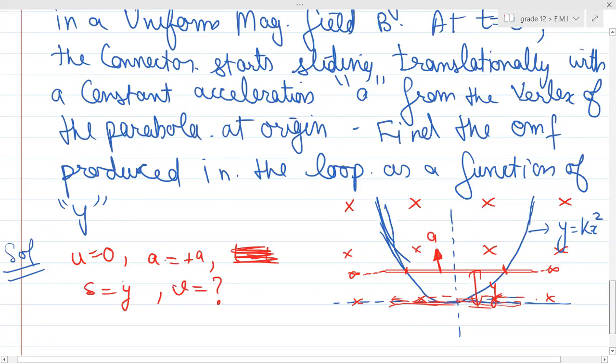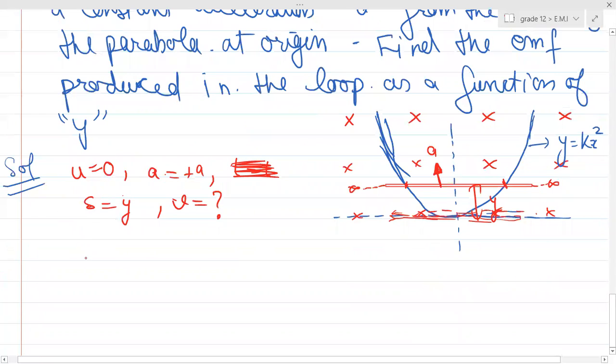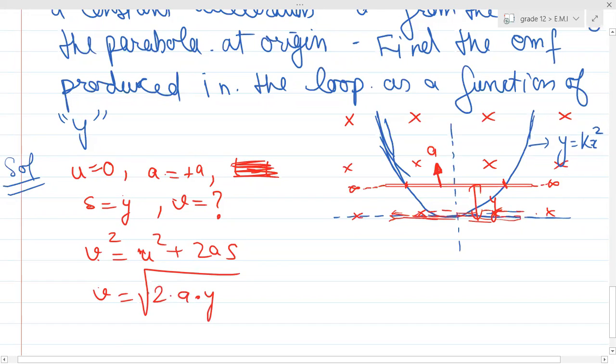V, U, A, S. Can anyone apply the third equation of motion? V square equals U square plus 2AS. So V square is what we need to find. U square is 0, so V is under root of 2Ay. This is the velocity at height y. Yes or no?